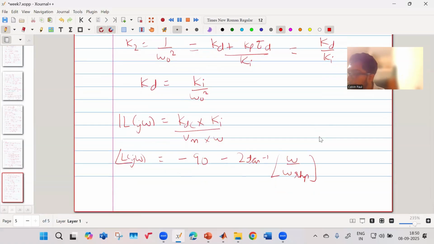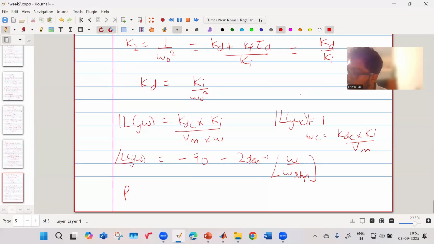So now, what do we assume? We have, and your Lj omega C is equal to 1. So your omega crossover frequency is KDC into Ki upon Vm. Okay.